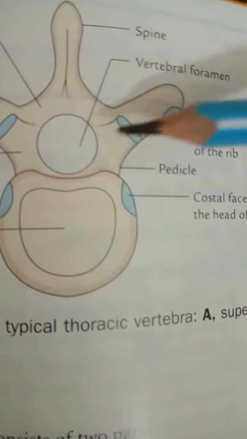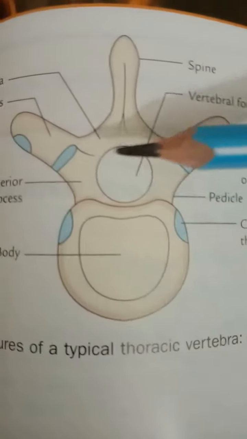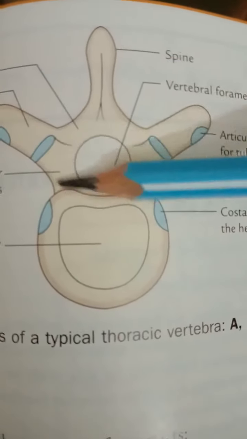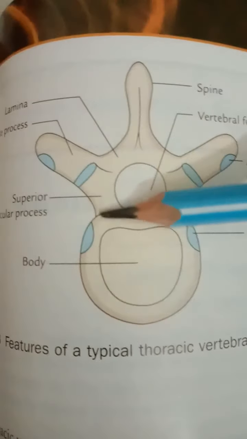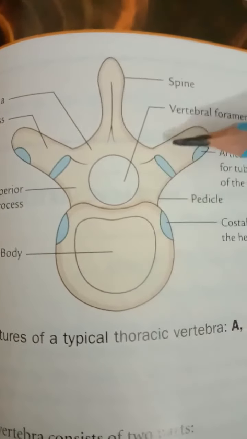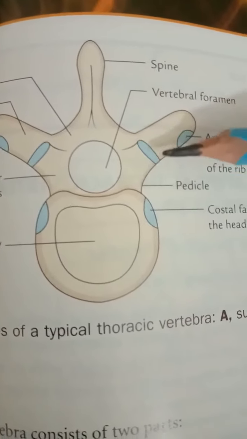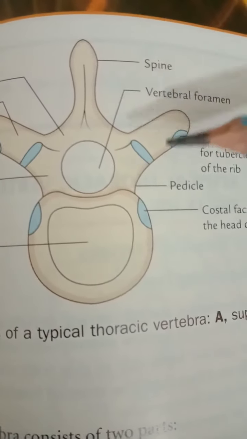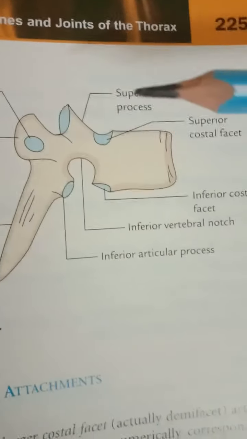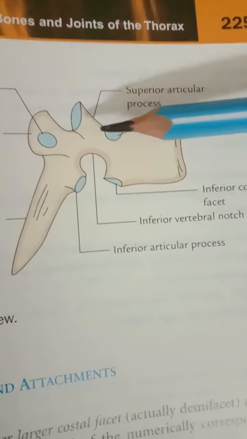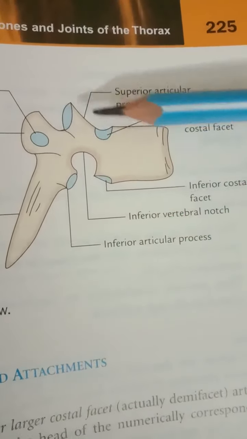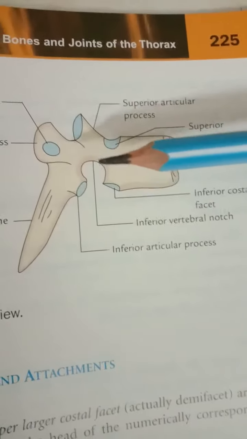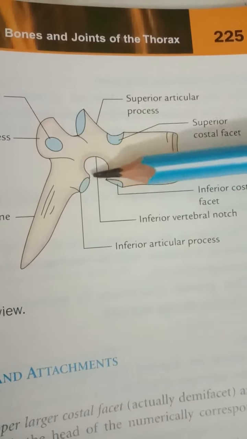Then the vertebral foramen, this one. The vertebral foramen is small and circular. Then the vertebral arch. The pedicles are directed straight backwards, and the superior vertebral notch is shallow. Here in this lateral diagram you can see the superior vertebral notch and the inferior vertebral notch. The superior vertebral notch is very shallow, and the inferior vertebral notch is deep.